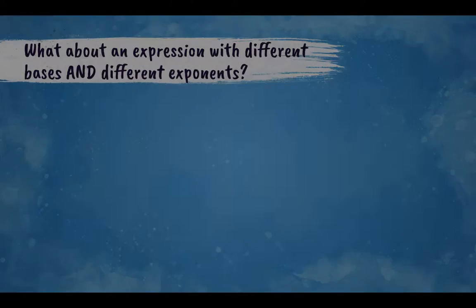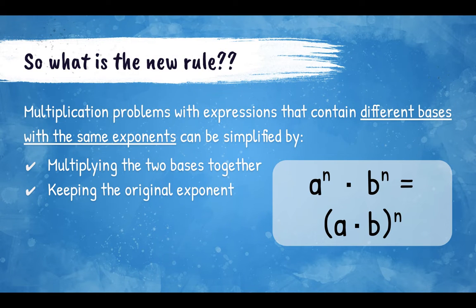So the rule that we just spoke about: multiplication problems with expressions that contain different bases but with the same exponents can be simplified by multiplying the two bases together and then keeping the original exponent.